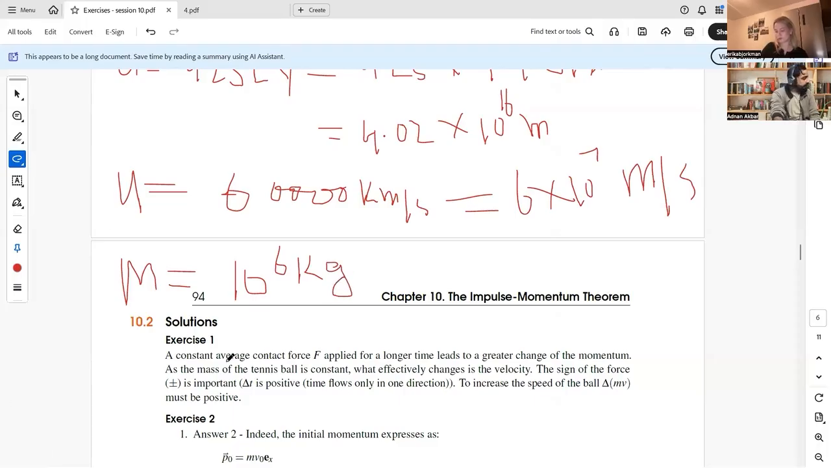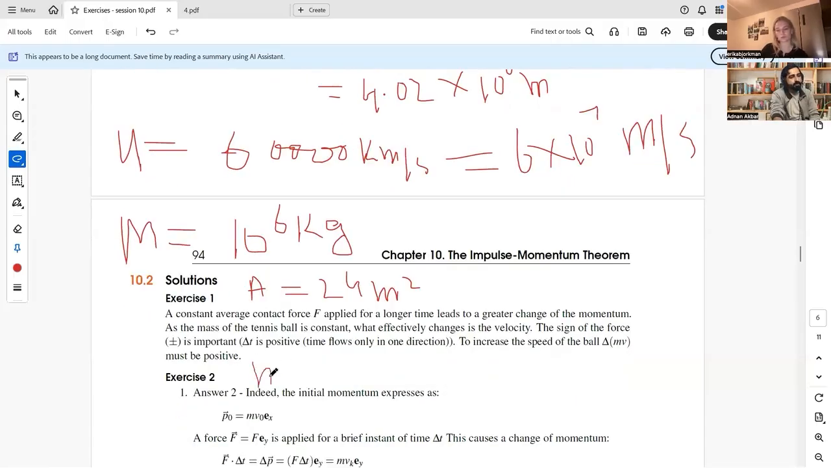Next is the projected area. Area of the ship that is given is 24 square meters. And the hydrogen atom density that is given to us, n, is equal to 1 atom per cm cube. But our SI unit is meter cube, not cm cube. We need to convert it from cm cube to meter cube.